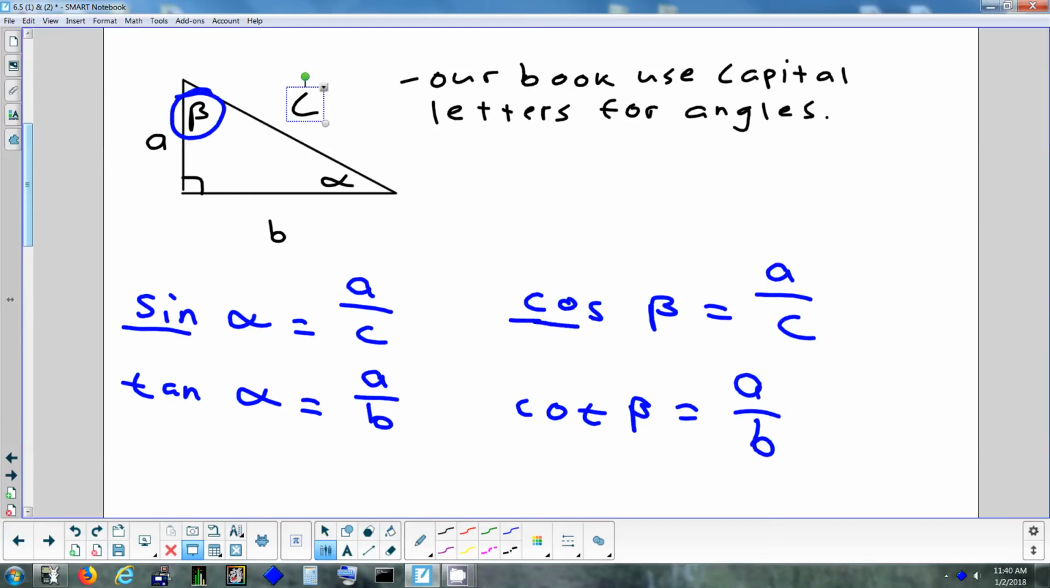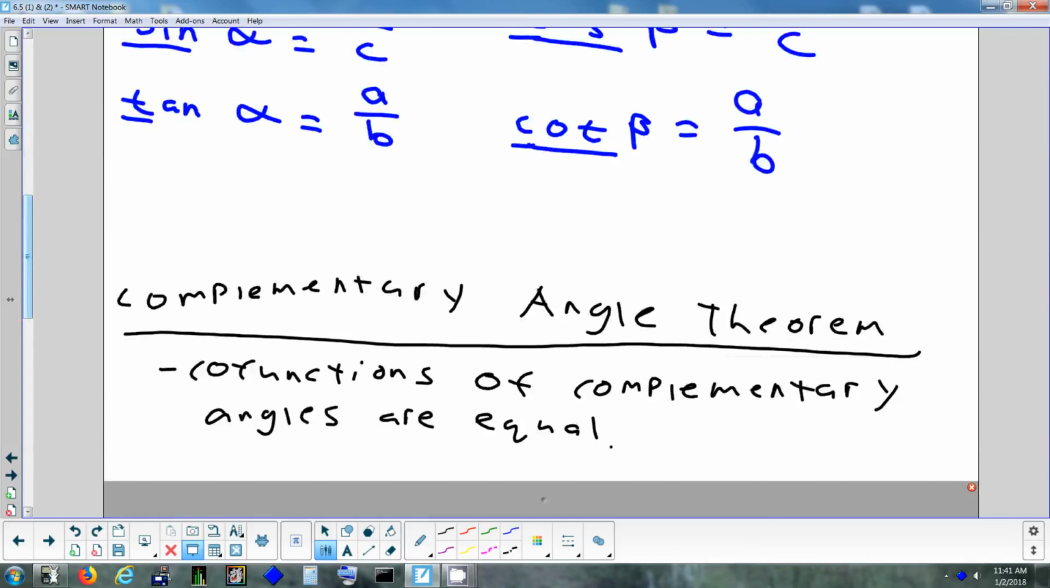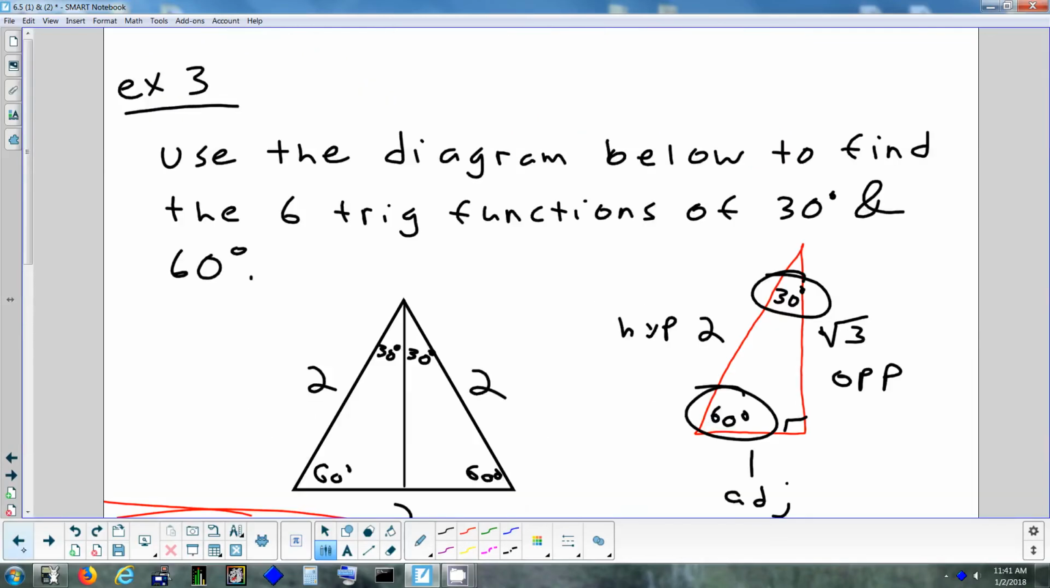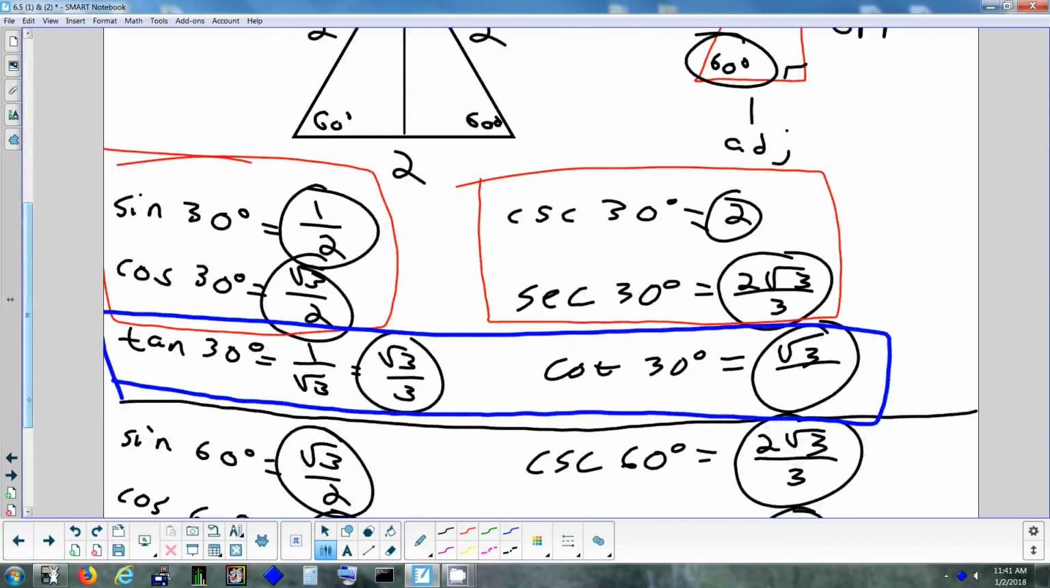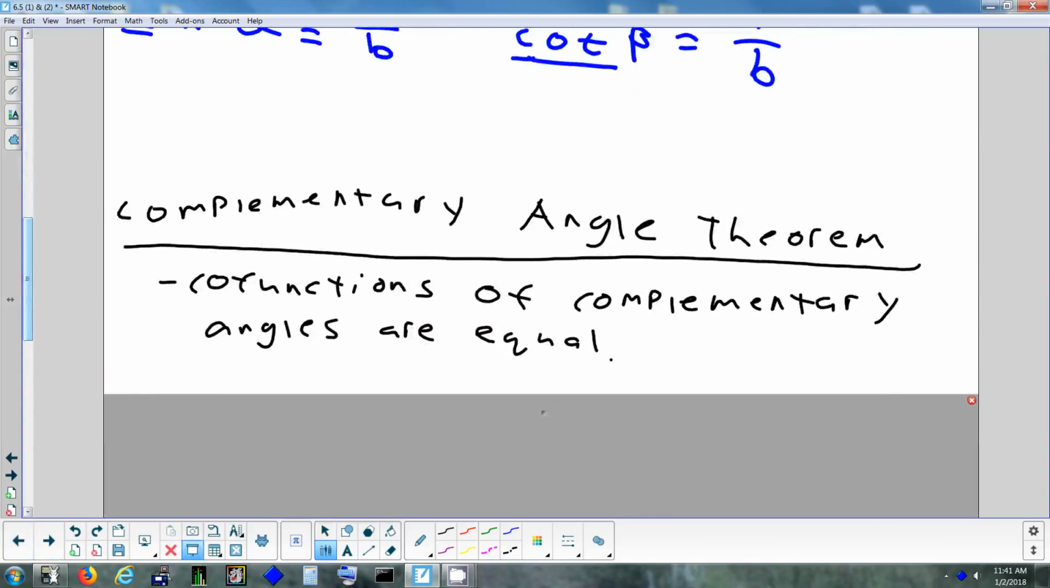Sine, cosine. Tangent, cotangent. There's the pattern to what I'm picking. And the pattern is summed up very briefly in that theorem. It says that if you have co-functions, like sine, cosine, tangent, cotangent, any of those ones I put boxes around, so take any pair. If you have co-functions of complementary angles, you always get the same answer.